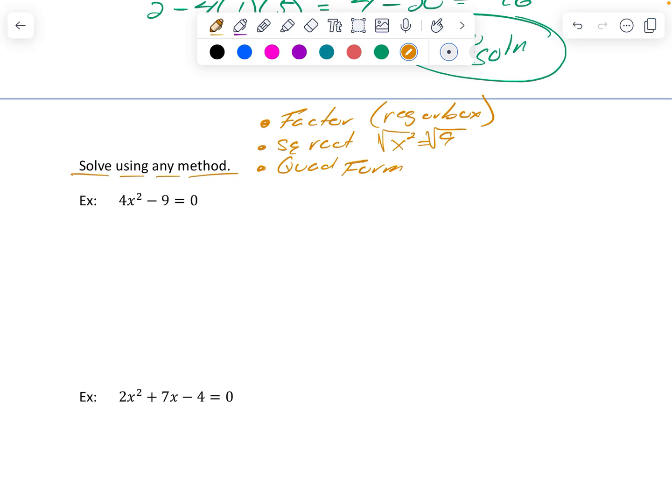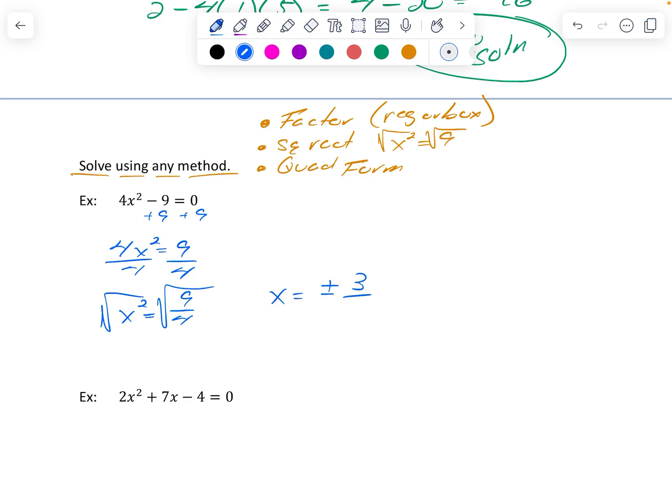So this first one, notice we only have x squared. So I'm going to add 9 to both sides, which gives me 4x squared equals 9. I'm going to divide both sides by 4, which gives me x squared equals 9/4, and then I'm going to square root both sides. So my final answer is x equals plus or minus 3/2.